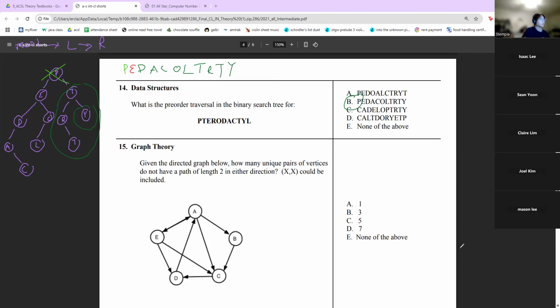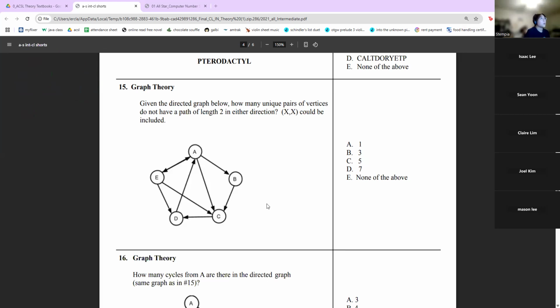All right, number 15. Given the directed graph below, how many unique pairs of vertices do not have a path of length 2 in either direction? Okay. Unfortunately, we cannot take shortcuts here, right? We would have to just map out the entire thing, which is so annoying.